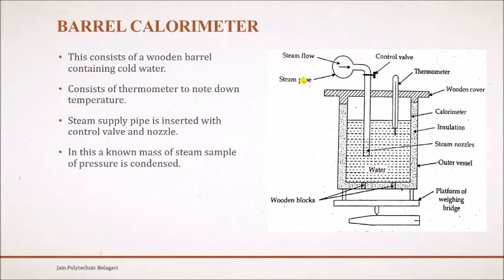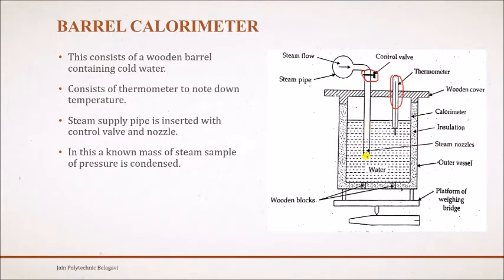What happens in this process is, the steam from the boiler, or whatever steam has been collected, will be sent through this main steam pipe. You can see there is a control valve. This control valve regulates, or controls, the flow of steam into this calorimeter. The steam is made to flow inside through this steam nozzle. Before sending the steam, the initial water temperature is noted down.